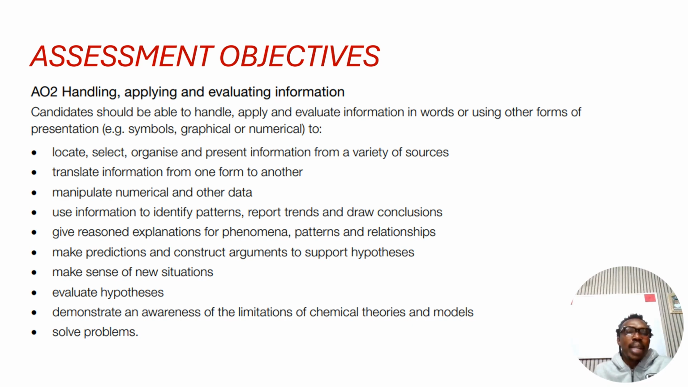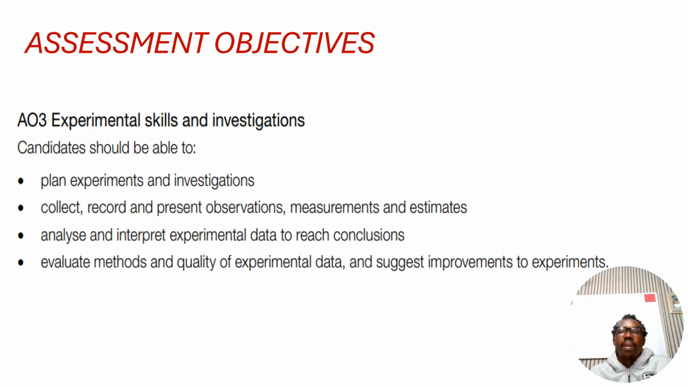Candidates should be able to make sense of new situations, evaluate hypotheses, demonstrate an awareness of the limitations of chemical theories and models, then solve problems. This will only be assessed in paper 4 for A2 students and not in paper 5, while for AS, it will be assessed in paper 1 and 2, which is handling, applying, and evaluating information.